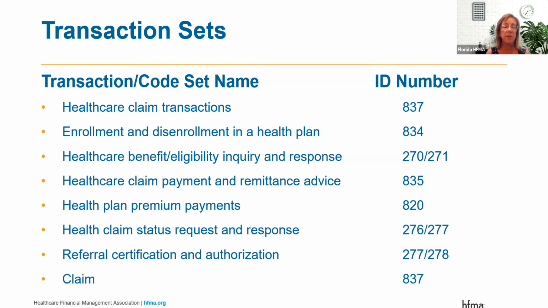eligibility inquiry response. 835 is our electronic payment, our ERA. 820 is related to health plan premium payments. 276, 277 is our health plan status request and response. Again, that's even more ripe with no standardization and not actionable information. 278 is our referral certification and authorization, and also supports notice of inpatient admission. And again, I got claim twice because we love it so much. Claim is our 837. Again, both I for institutional, P for professional.